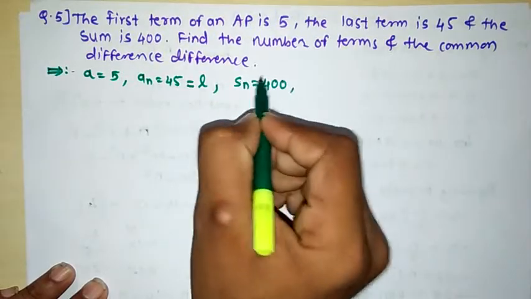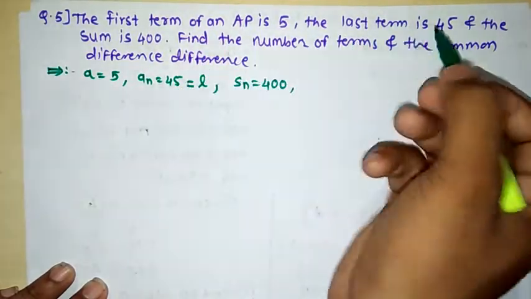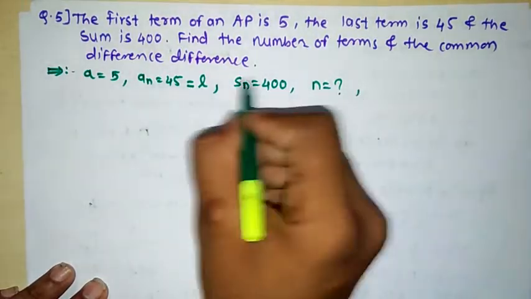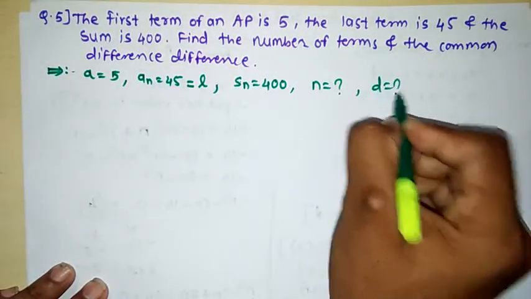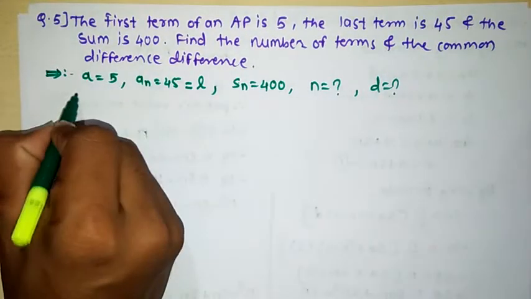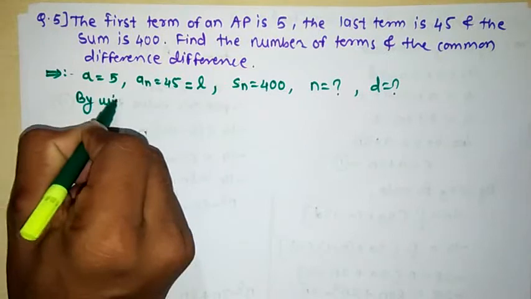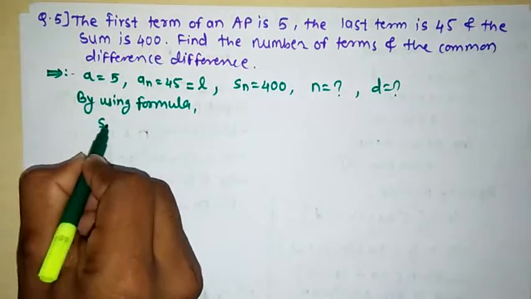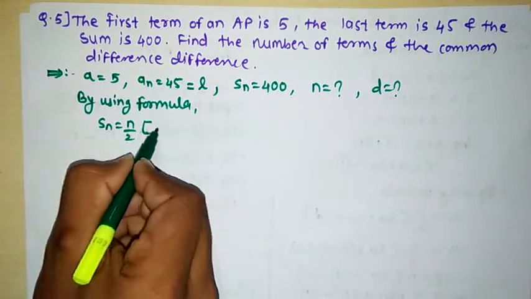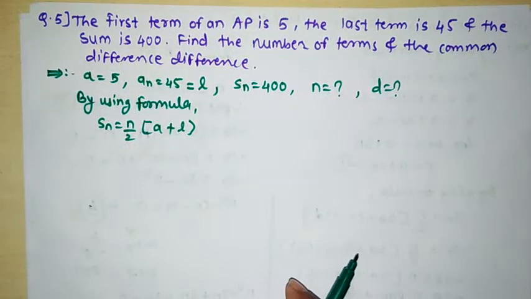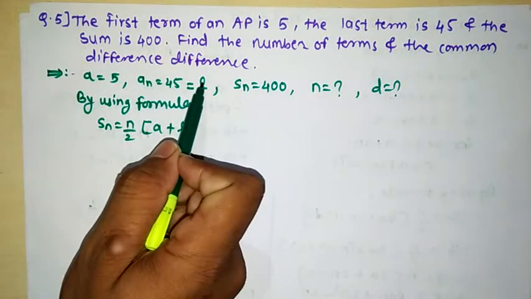Now what we have to find is the number of terms, that is n is equal to how much, and the common difference, d is equal to how much. We have to find these two terms here by using formula. Sn is equal to n by 2 into a plus l. We will use this formula when we know the first term and last term. See here we know the first term and last term. Therefore, we have to use it here.